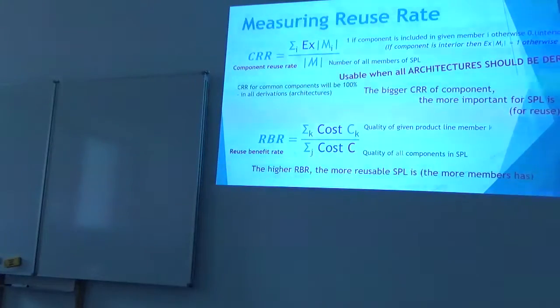which is also possible with my approach, but maybe it's low variability and so on. And this component reuse rate is a ratio with the sum of the number of components which are included in a given derivation. It's a sum because we count all derivations which contain a given component, and then we divide it by all possible derivations of members of the software product line.